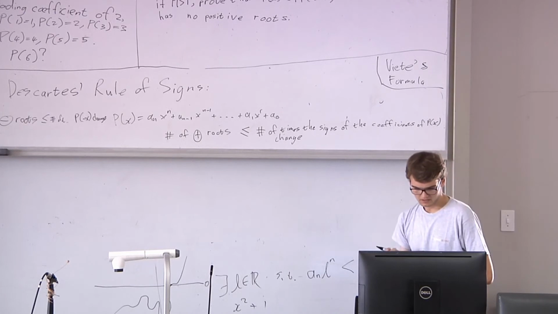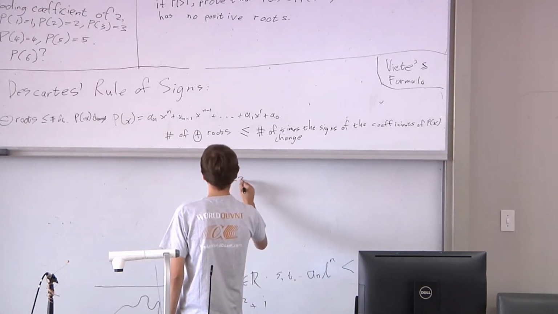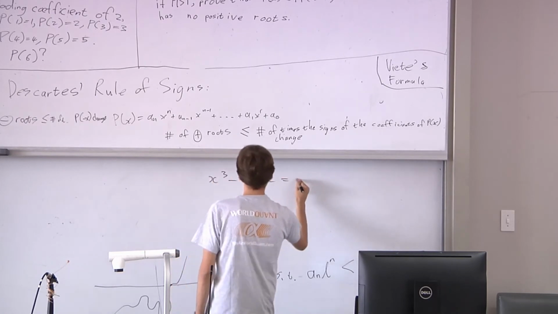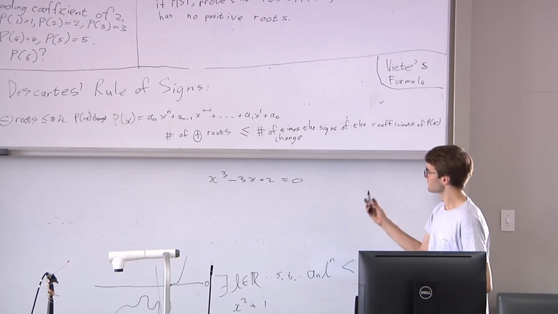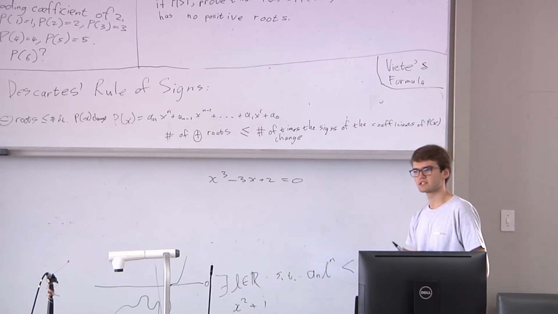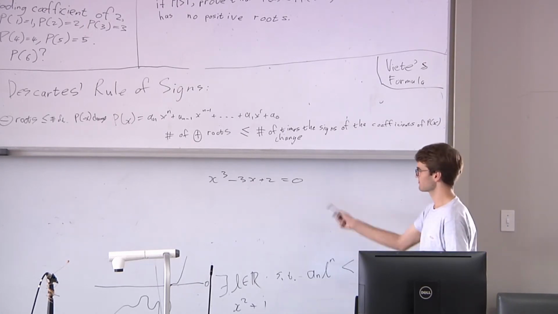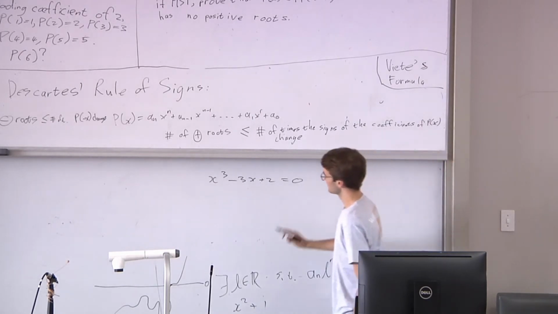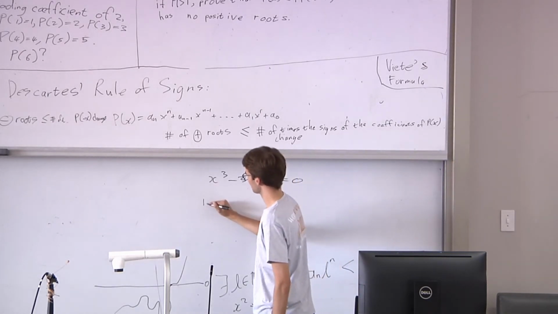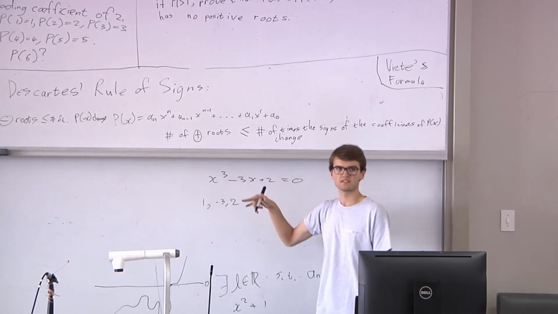Okay. So consider x cubed minus 3x plus 2 is equal to 0. Now you could try and just find all of the roots and count how many there are, but sometimes that's really hard to do, so factorizing that is not fun. So you use the rule of signs. So the coefficients are 1, minus 3, and 2. You ignore the 0 coefficient.